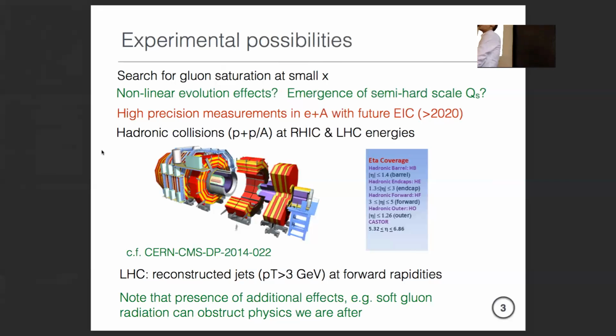Yeah, but it's very interesting. So it is what it is, right? But the point is, in CASTOR, I don't think they have a dijet measurement out there, but they're working on this, right?